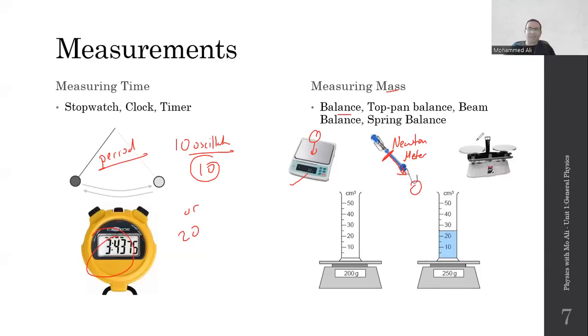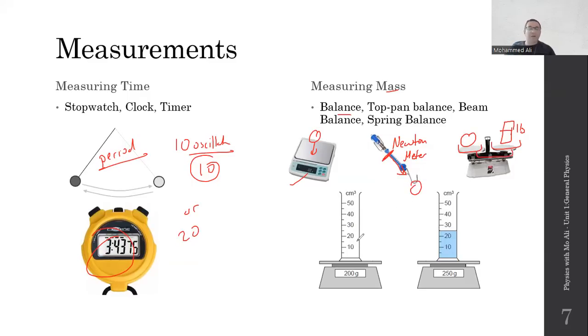And finally, the beam balance. It has many different shapes, but the basic concept is this. You have two trays, you put an object on one side and you put a load on the other side, and you compare them. This is very good for comparing things. It's not very good for measuring things though.